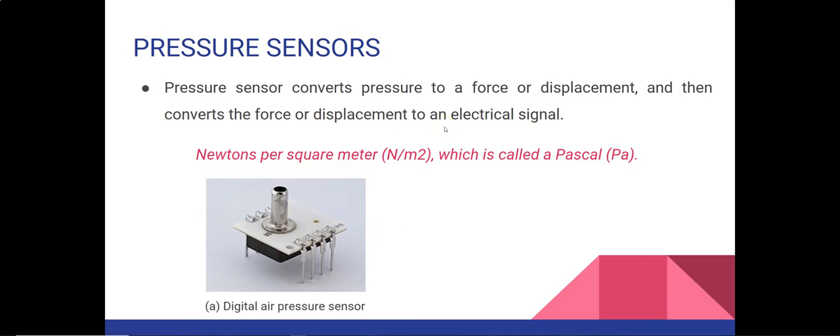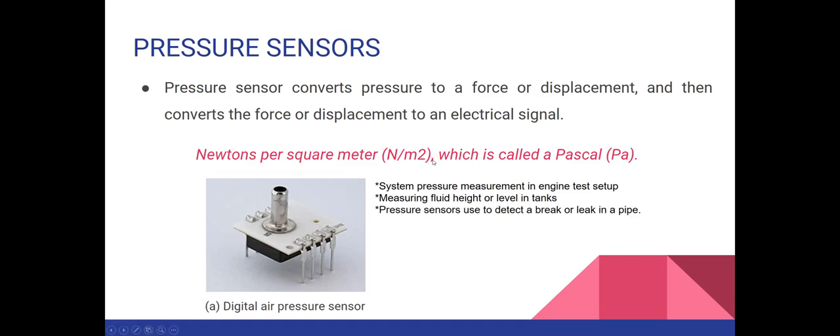Next, we are going to see the applications of the pressure sensor. The pressure sensor can be used in measuring the inlet, outlet, or system pressure in the engine test setup. They can be used to measure fluid height or level in the tanks. Multiple pressure sensors can be attached to pipes either above or below ground to help detect a break or leak in a pipe.